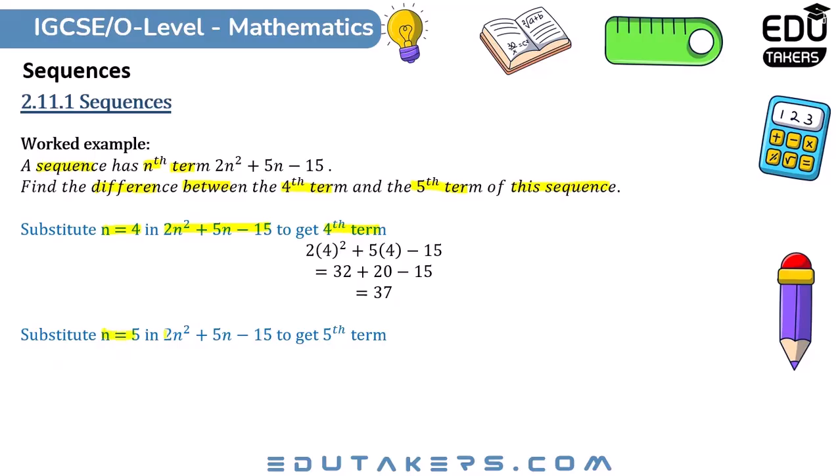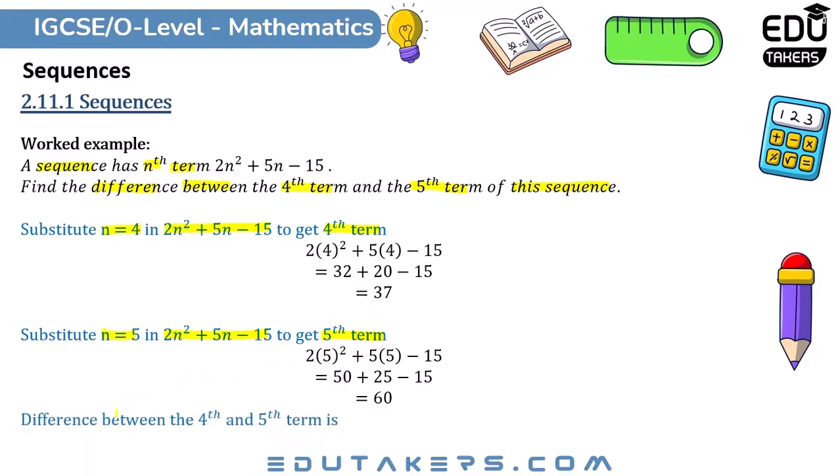Substitute n equals 5 in the nth term to get the fifth term. 2 times 5 squared plus 5 times 5 minus 15. So 50 plus 25 minus 15 equals 60. Its fifth term is 60. Now find the difference between the fourth and fifth term. It will be 60 minus 37 equals 23.